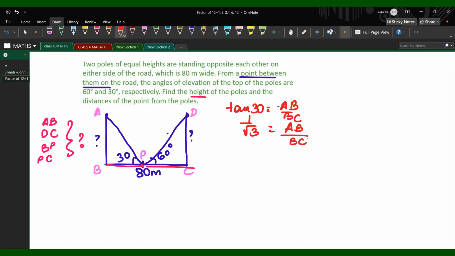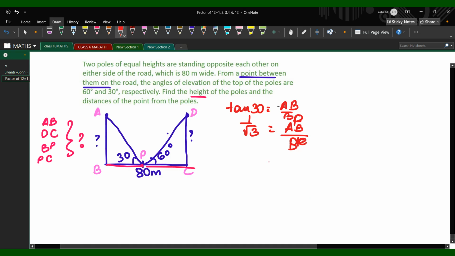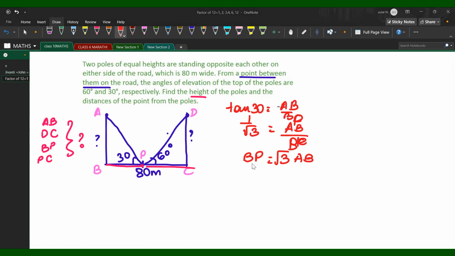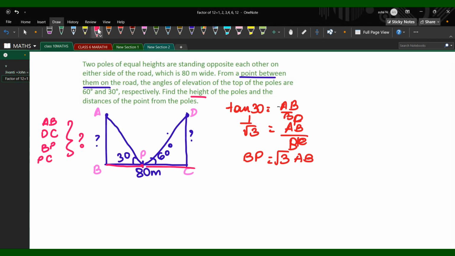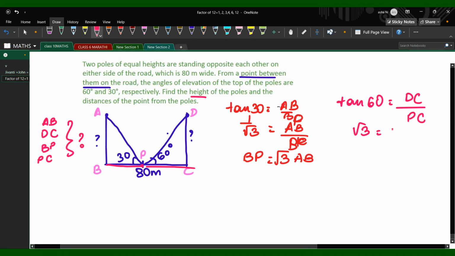BP. This much only we can do, or can we do anything further? We can do one step. BP is equal to root 3 AB, cross multiplying. This is one thing about tan 30. Then we will write tan 60, which is DC upon PC, which is root 3, so DC is root 3 CP.